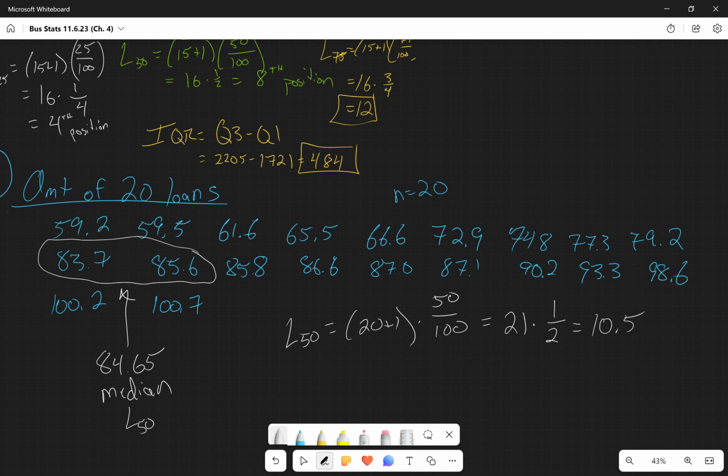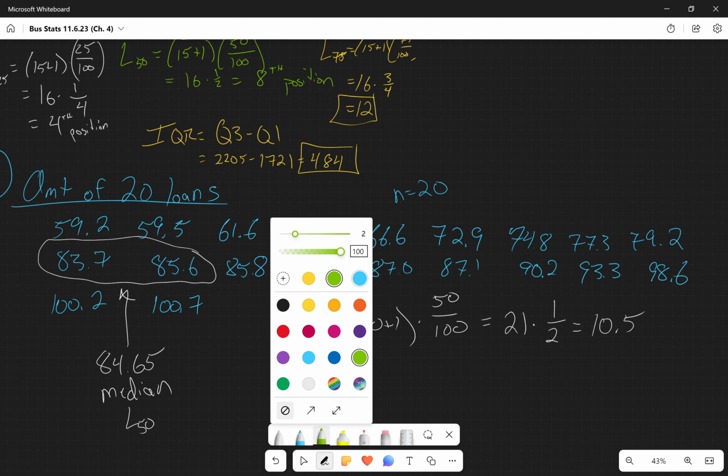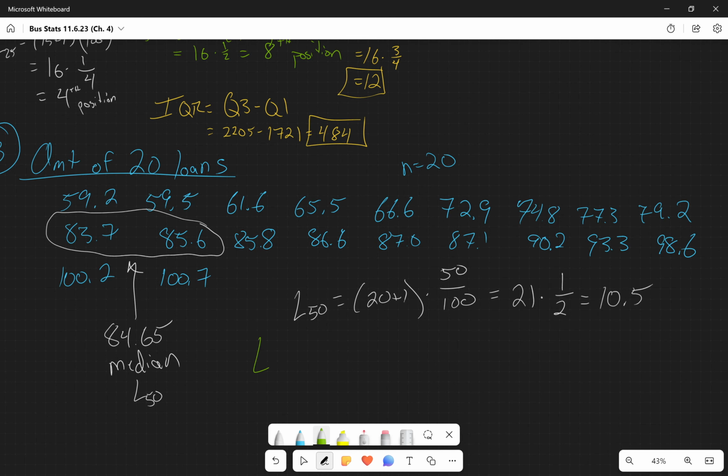Now it gets a little trickier. Let's do our lower quartile first. So let's do L25. Again, we got 20 plus 1. We're going to multiply this by 25 out of 100. This gives us 21 times a quarter. 21 times a quarter gives me 5.25.